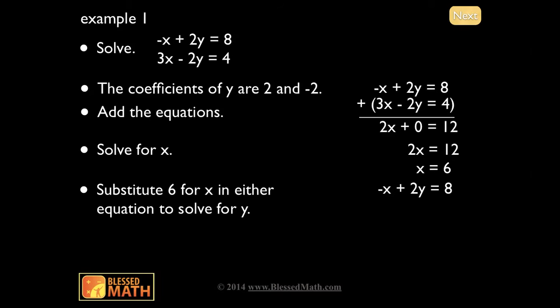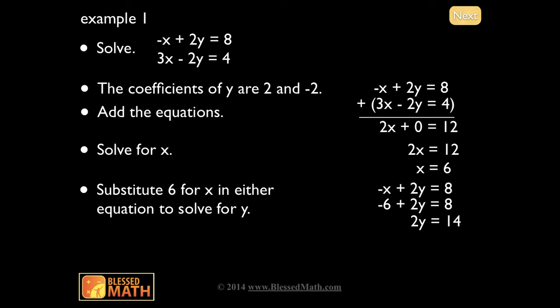Now the good news, once I know x is equal to 6, I can just substitute it back in. So let me take the negative x plus 2y equal 8 equation, and remember x is 6, so it's really saying negative 6 plus 2y is equal to 8. So I'm going to solve this so I can figure out what y is. So I'm going to add the 6 to the left side. I'm going to add 6 to the right, giving me 2y is equal to 14.